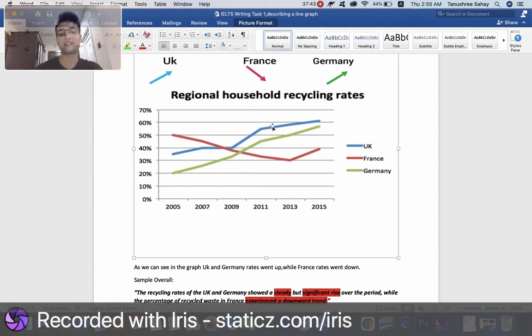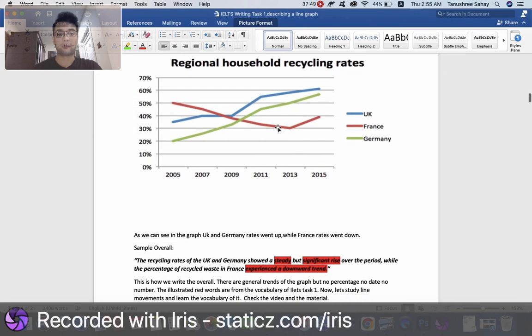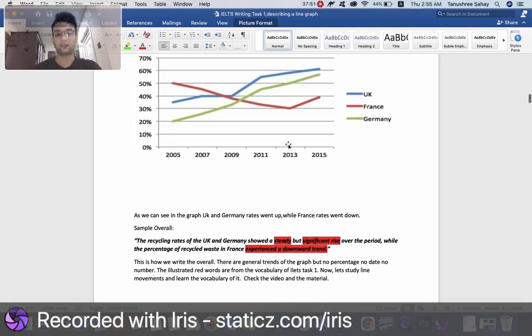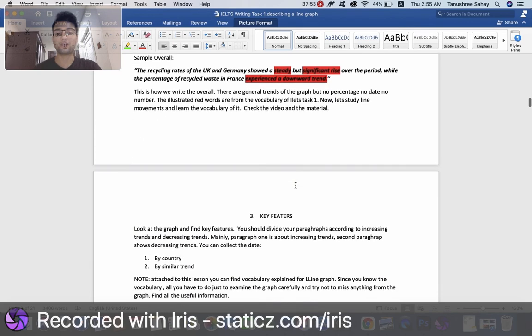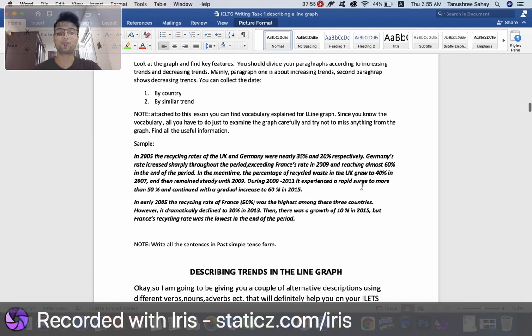And then it had a little less increase till 2015. Surge also means increase. This is one of the words for the trend, the words that we can use for the trend. It's also listed down below.